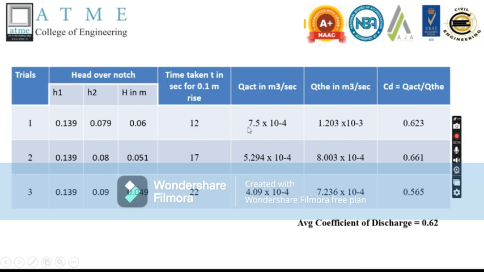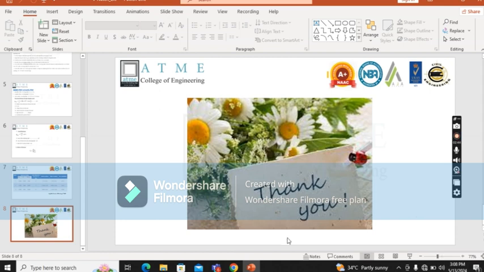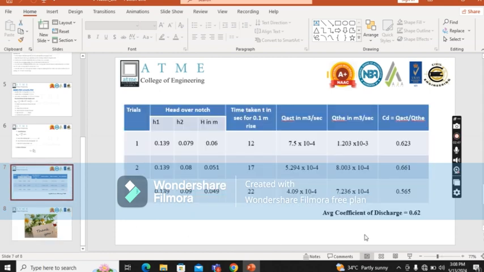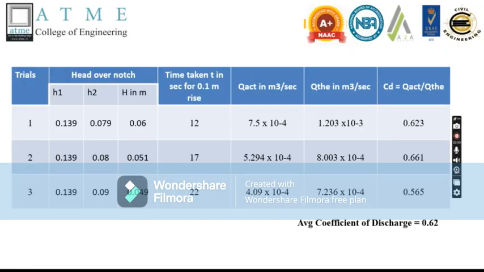So by using the previous formulas that I have shown, that is the Q actual and Q theoretical, you can calculate the values and you can obtain the CD value, that is CD equals Q actual by Q theoretical, that is 0.623. In a similar way we have to calculate for the other two trials, and we obtain the values of CD, that is 0.661 and 0.565. So after that we have to calculate the average coefficient of discharge. In the present experimental work we have obtained the average CD value as 0.62. So this is the observation and calculation part for the determination of CD by using a triangular notch. Thank you.